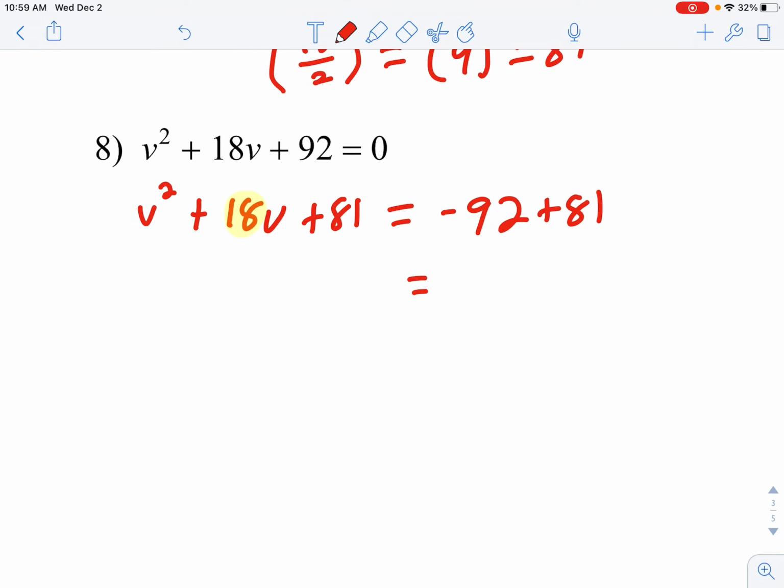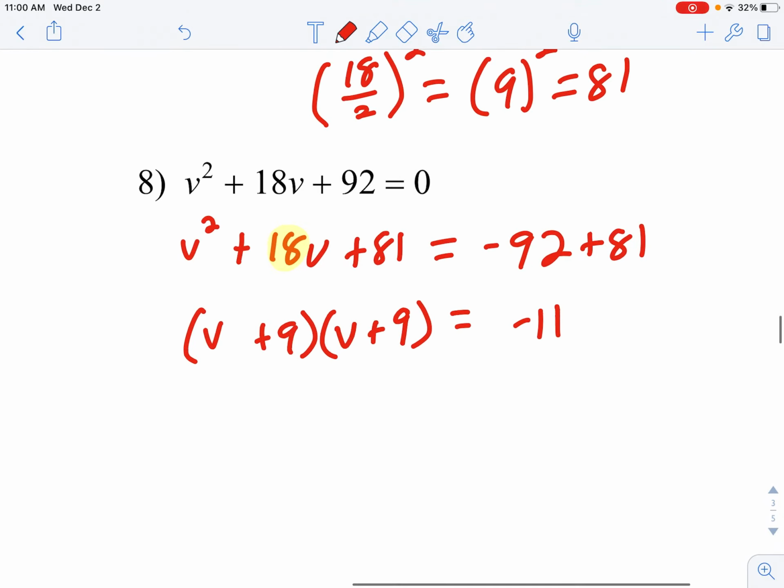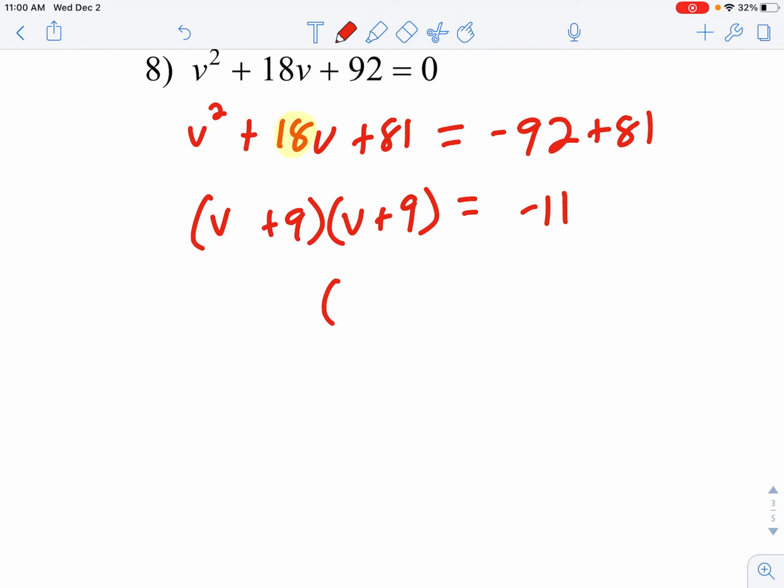Okay, on the right, negative 92 plus 81 is what? Golly, negative 11? Is that right? Yeah, negative 11. Boy, I don't know why I can't process that. On this side, factor: v times v is v squared, positive 9 multiplies to 81, adds up to 18. Or if in doubt, it's that number right there, positive 9. (v + 9) and (v + 9) can be completed into a square. (v + 9) squared equals negative 11.